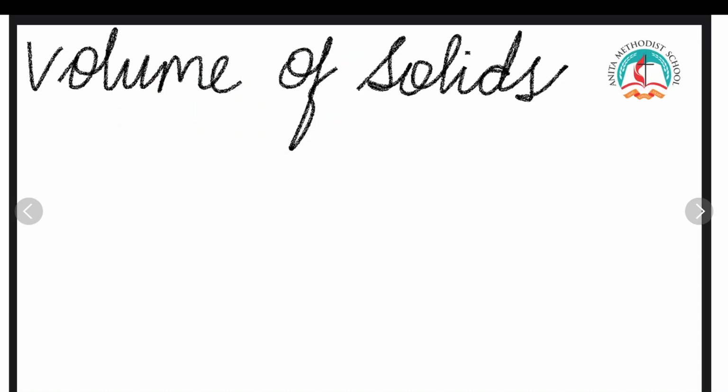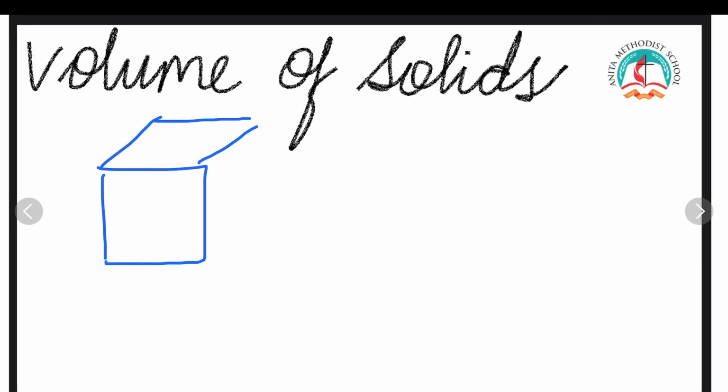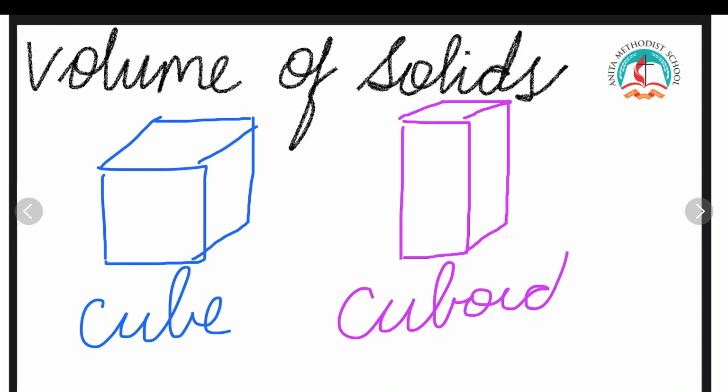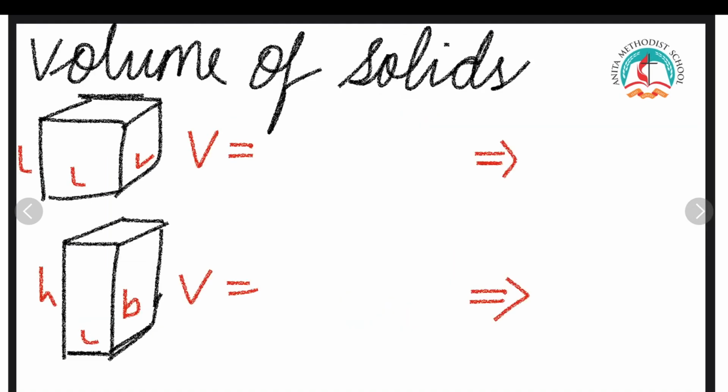First one, volume of solids. Now, shall we take a cube as a solid? Yes, cube is a solid. And we can also take cuboid. So we are going to calculate the volume of these two solids.